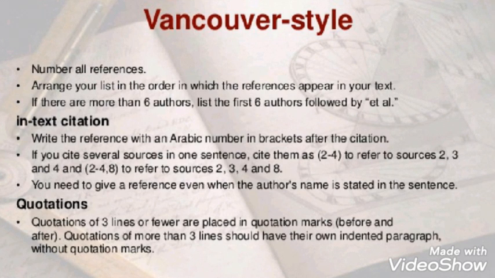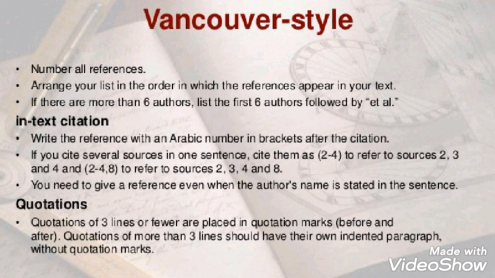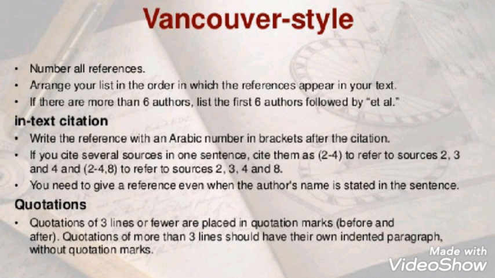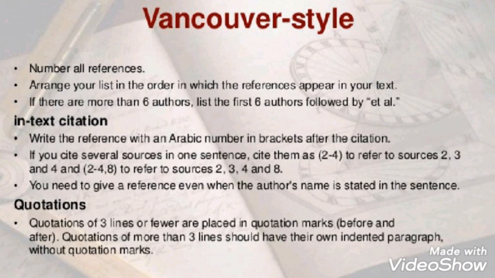So whenever you are showing page numbers in your bibliography, you should mention them in order, like 2-4 when it is in continuation, and if you go for another page number that is different from the continuation, you should mention a comma. Then quotations. Quotations of 3 lines or fewer are placed in quotation marks before and after. So for 3 lines, quotation marks are there, you should place them before and after. Quotations of more than 3 lines should have their own indented paragraph without quotation marks. So if it is more than 3 lines, you should make it a separate paragraph without quotation marks.